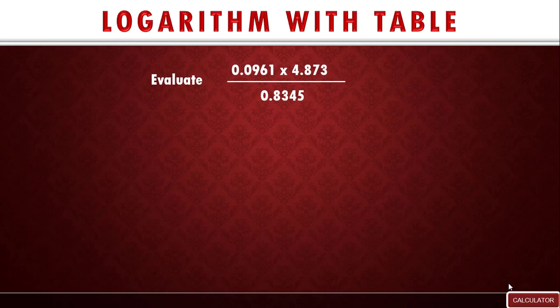In example 4, we are asked to evaluate 0.0961 multiplied by 4.873, divided by 0.8345. Okay, I need to explain something here. If you look at the top one, this is the numerator side and this is the denominator side. The top of a fraction is called the numerator and the bottom part is called the denominator. So the numerator side has multiplication between both numbers.